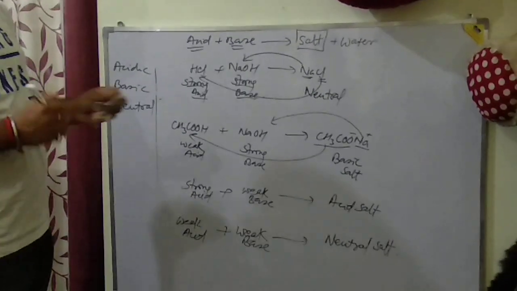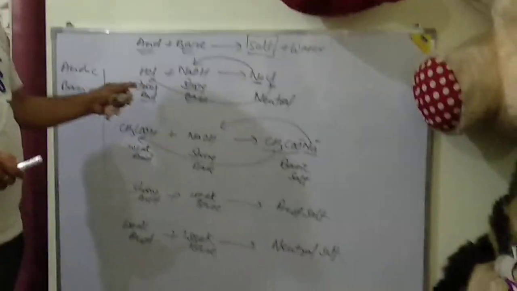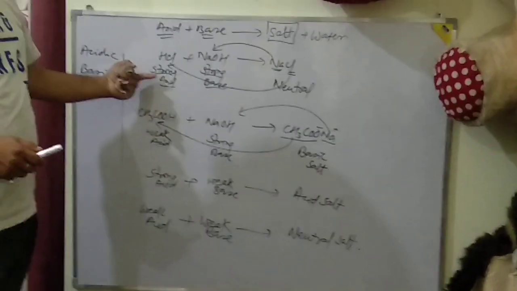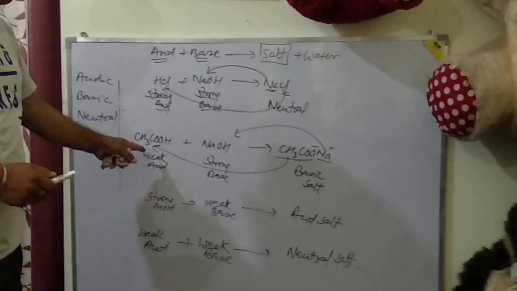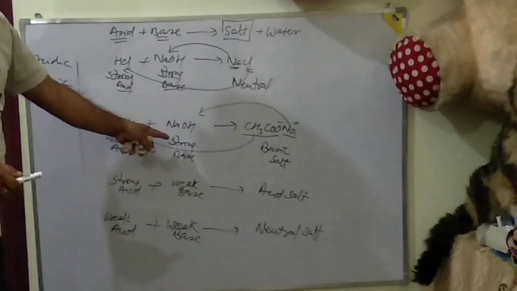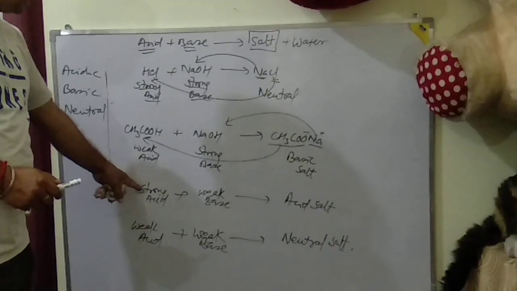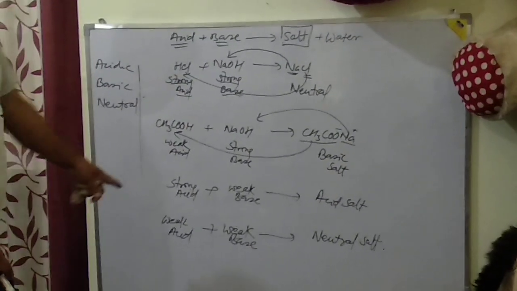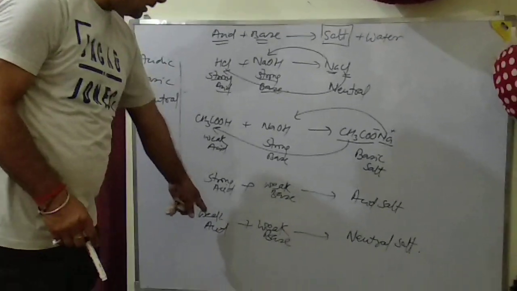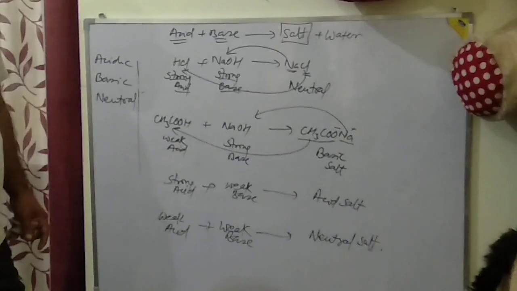Okay, so this is the criteria. We know that acids react with bases to form salt and water. If the acid is strong and the base is strong, then the salt will be neutral. If the acid is weak and the base is strong, the salt will be basic. If the acid is strong and the base is weak, then the salt will be acidic. And if both are weak, weak acid and weak base, then the salt will be neutral.